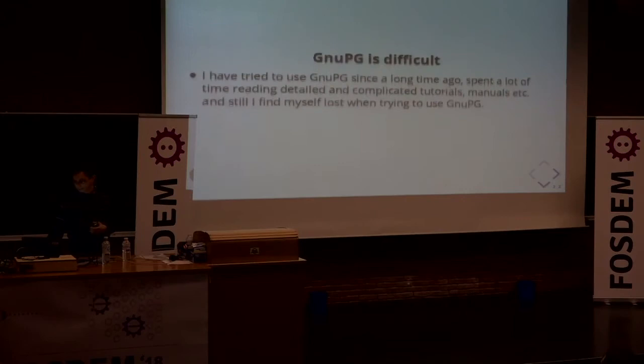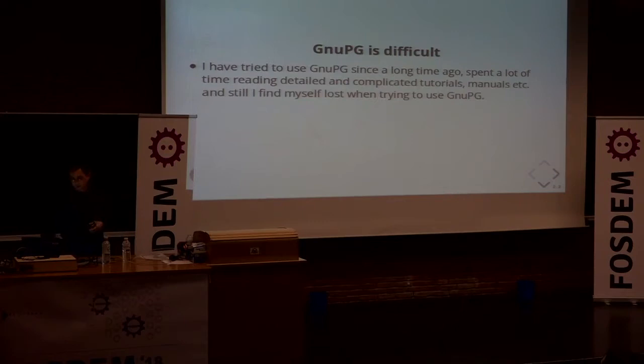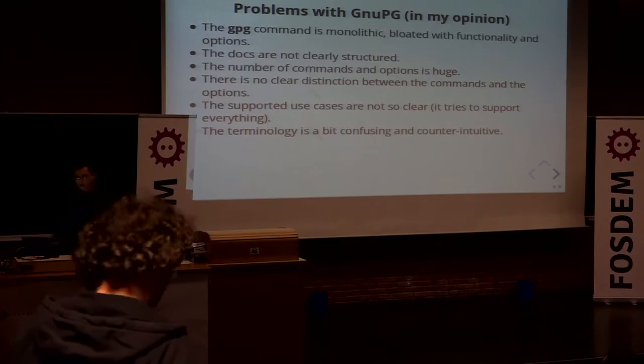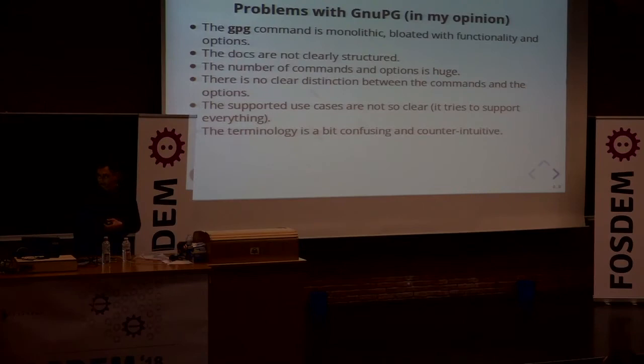So I have tried to use GnuPG for a long time, spent a lot of time reading the detailed and complicated tutorials, manuals, etc., and still I find myself lost when trying to use GnuPG. Some of the things that make GnuPG difficult, in my opinion, are: the GnuPG command is monolithic, bloated with functionality and options. The docs are not clearly structured. The number of commands and options is huge. There is no clear distinction between the commands and the options. The supported use cases are not so clear. It tries to support everything, and the terminology is a bit confusing and counterintuitive.